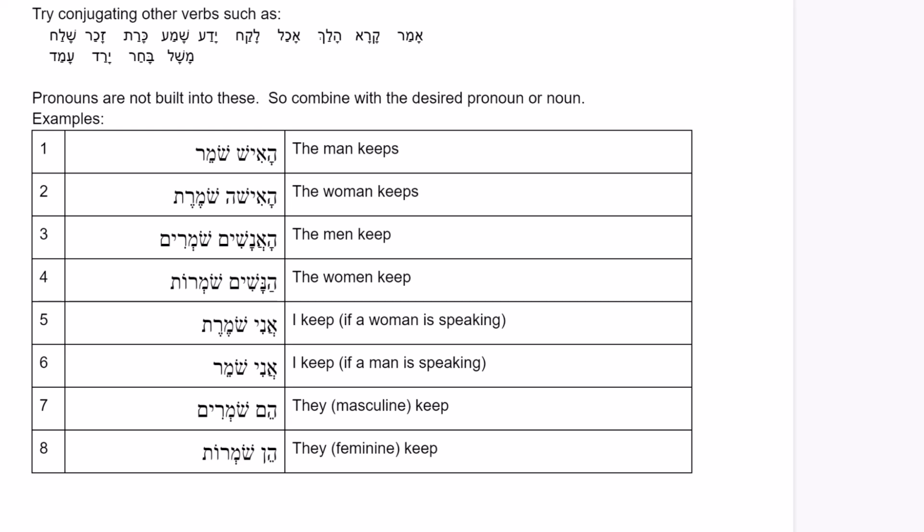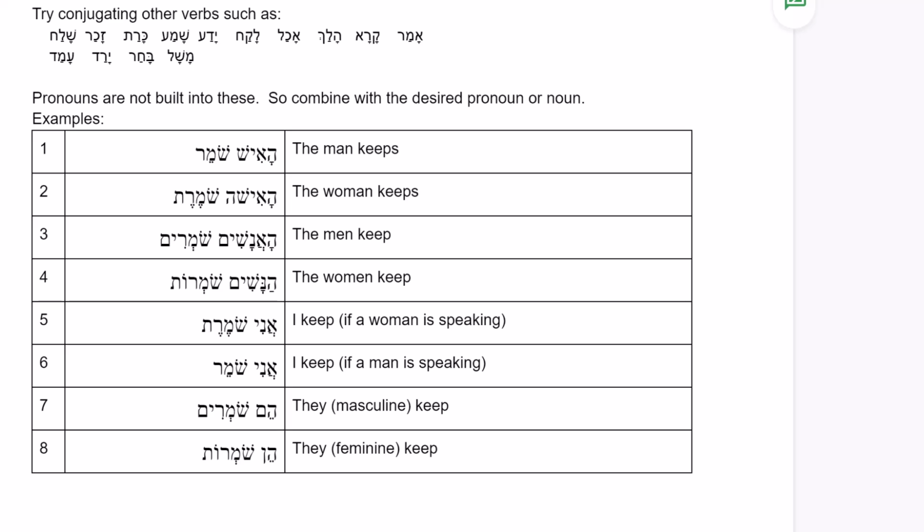So let me do all 4 of them now, and then see if you can repeat all 4 of them. Shomer, shomeret, shomrim, shomrot. Let me say it one more time. Shomer, shomeret, shomrim, shomrot. Now you try it. All right. You may have to do that a couple times. You may have to pause and rewind the video until you've got that down.